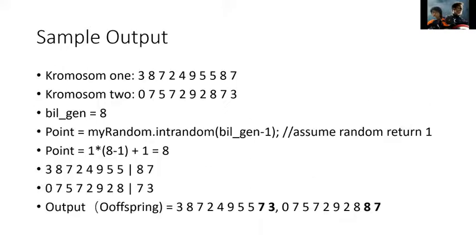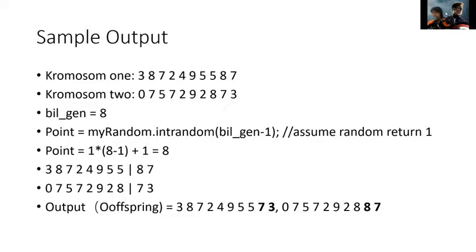And we have a simple output here. Let's say chromosome 1 is 3X724955X7, and chromosome 2 is 0757292873. Bilangan generation, as I mentioned, is equal to 8, and the point is decided by the random class, and the bilangan generation is 8, so 8 minus 1 is equal to 7. Let's assume the random returns number 1, because the integer random method itself is actually using the math.random function. This function will return either 0 or 1. So let's assume it returns 1.